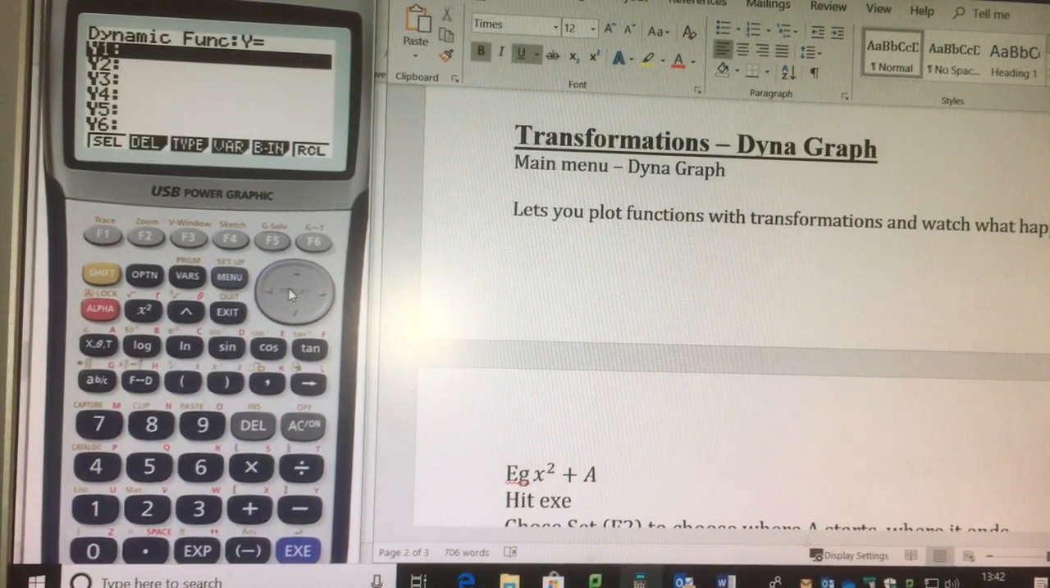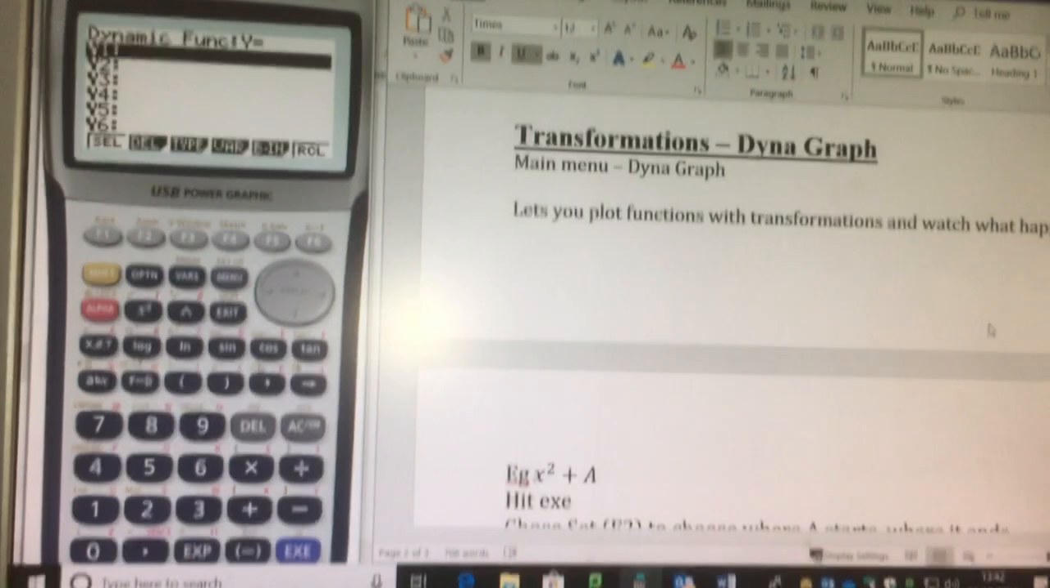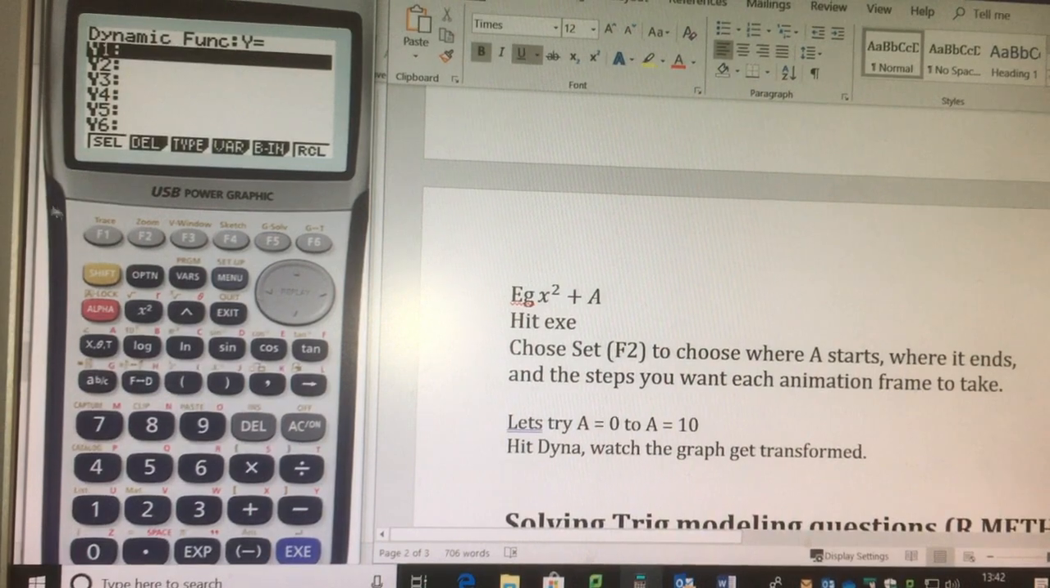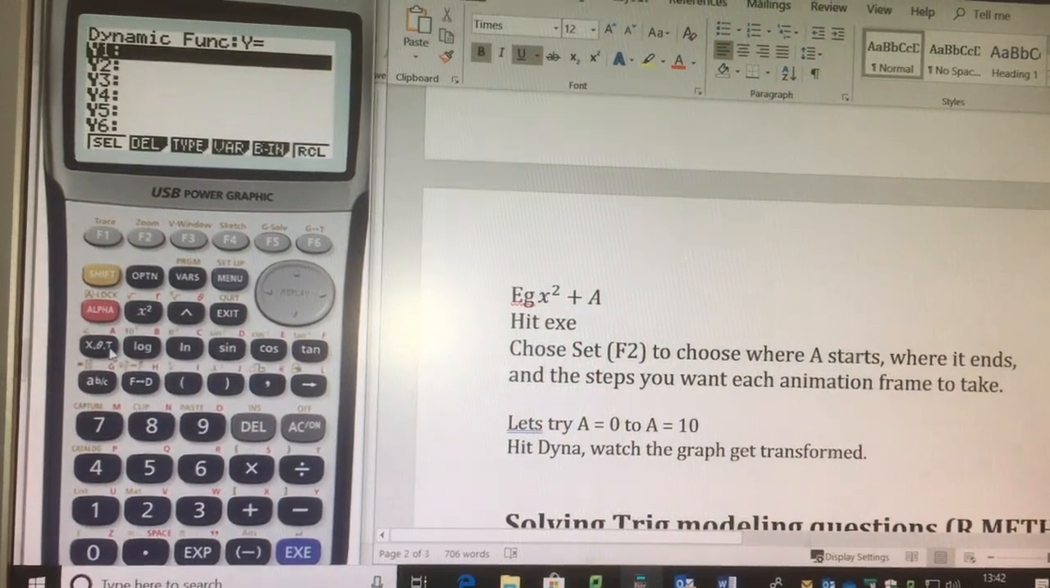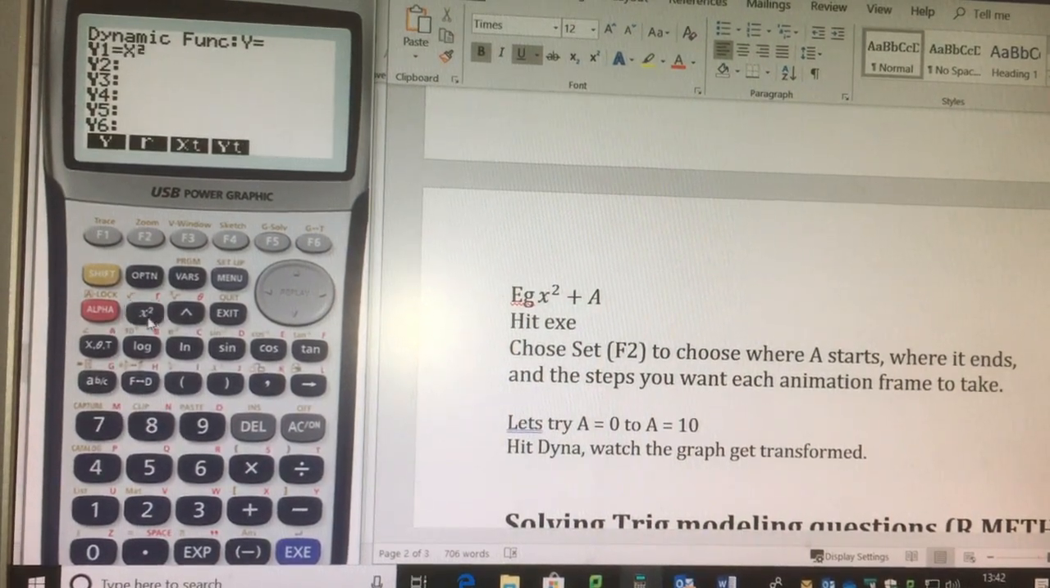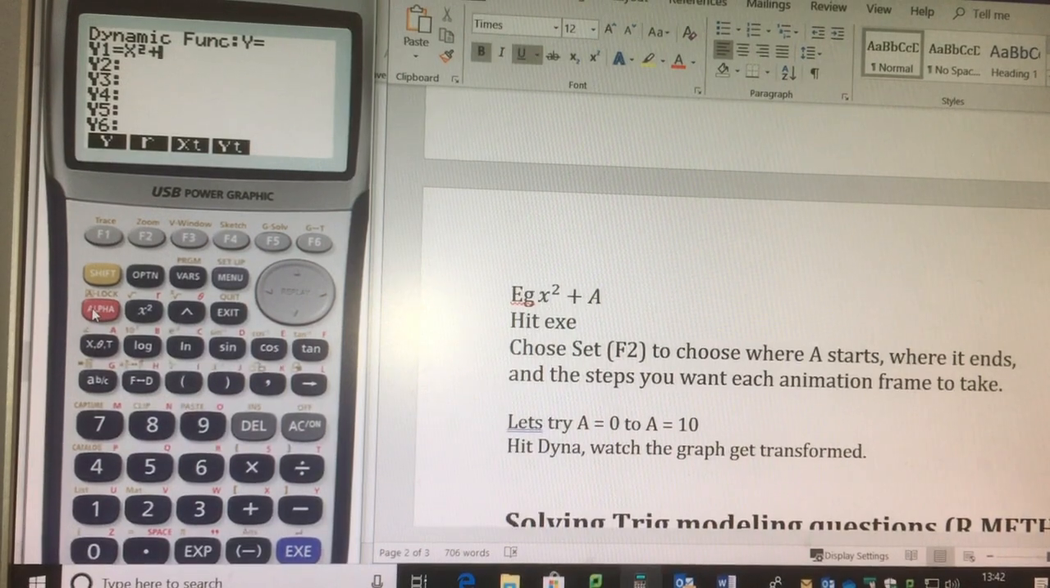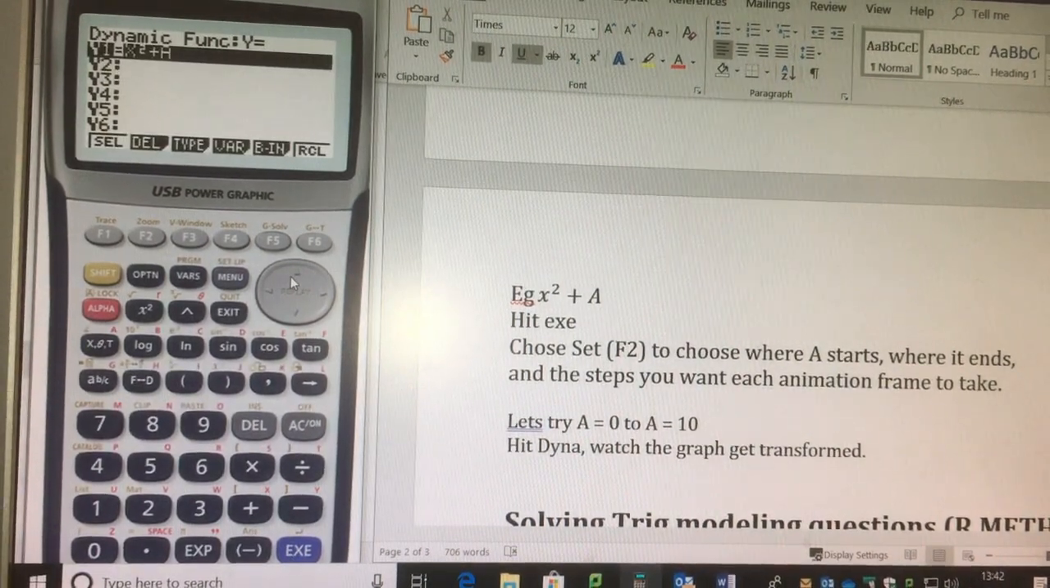Alright, so let's say we've got something in front of us that we need to work out what a transformation is going to do, and that we've forgotten transformations. So we're going to try and plot x squared plus a. So if you do x squared plus and then alpha and a. So you get to there.